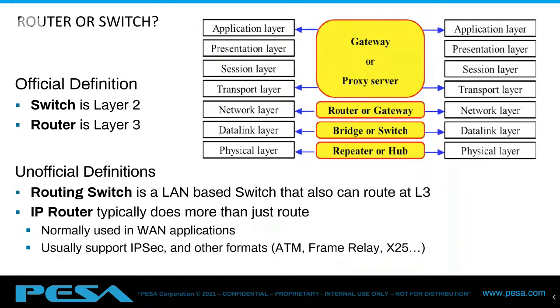Switches primarily work in layer 2, although that's not necessarily always true. But the routers, generally speaking, like to use layer 3. Why? It's easier to construct. The router switch is a basic LAN-based switch, and it can route around at L3. The IP router does more than just route. It typically uses WAN applications, and it can support things like IPsec and all these other non-Ethernet protocols as well. But we'll stick to some easy pieces here.